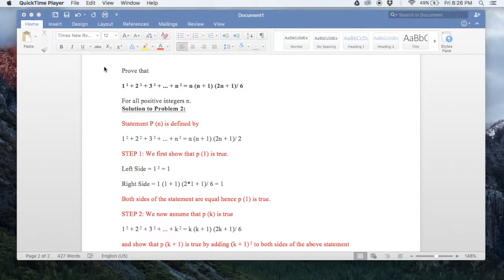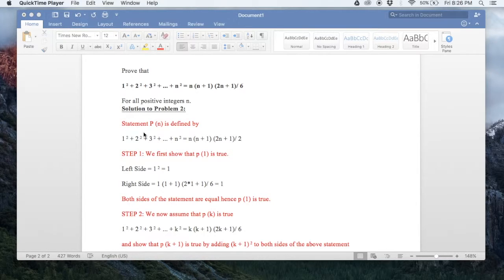Alright, so here's the second question using the principle of mathematical induction. The second question states, prove that 1 squared plus 2 squared plus 3 squared plus ... plus n squared equals n times (n plus 1) times (2n plus 1) divided by 6 for all positive integers n.